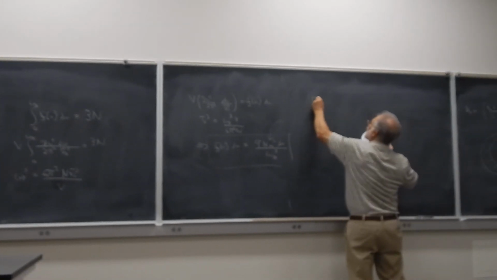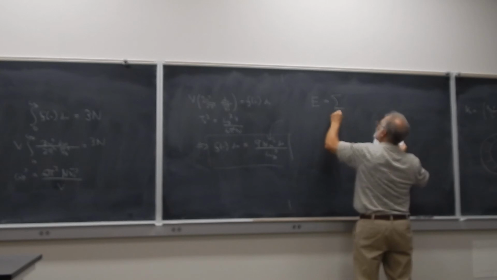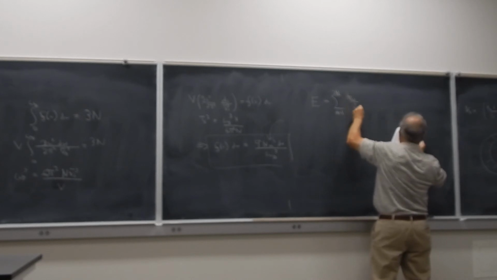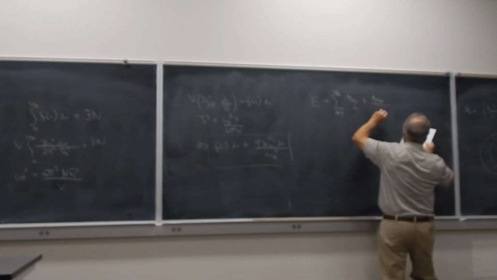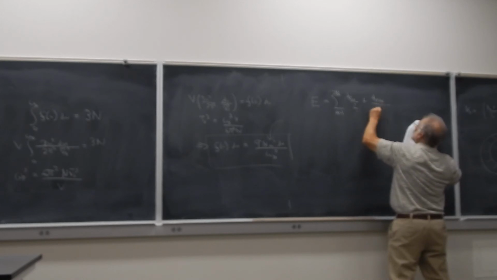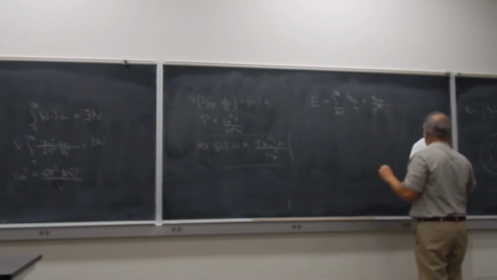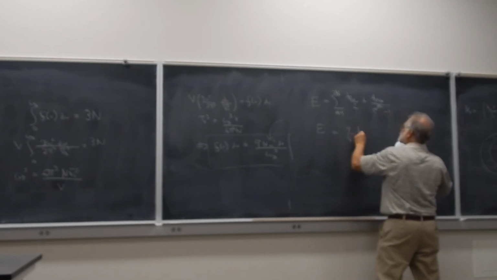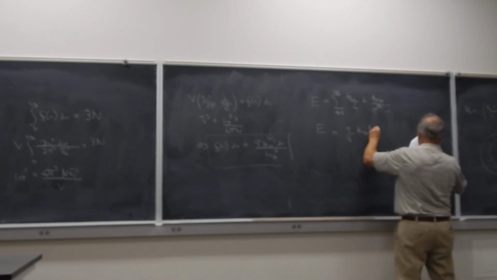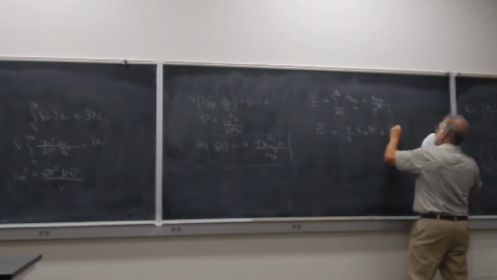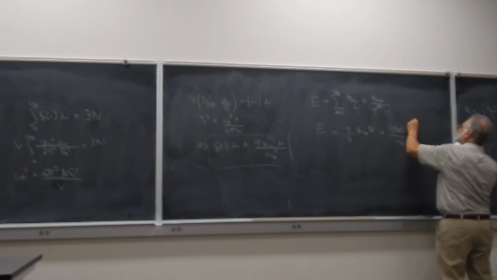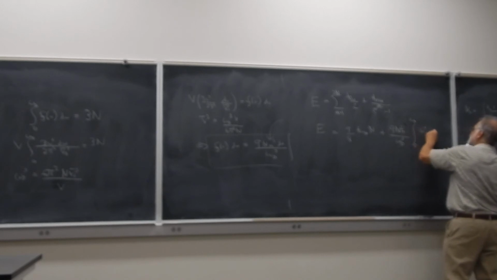I can determine the energy then as the sum over alpha equals 1, 2, 3n of h bar omega over 2 plus h bar omega sub a over e to the beta h bar omega minus 1, which I can write now as 9/8 h bar omega sub d times n plus 9n h bar omega sub d cubed integral 0 to omega sub d omega squared d omega divided by e to the beta h bar omega minus 1.